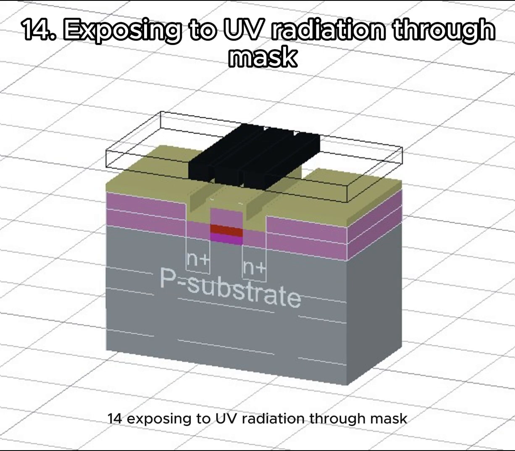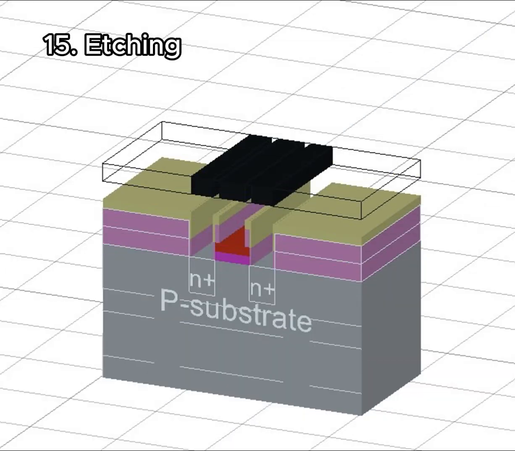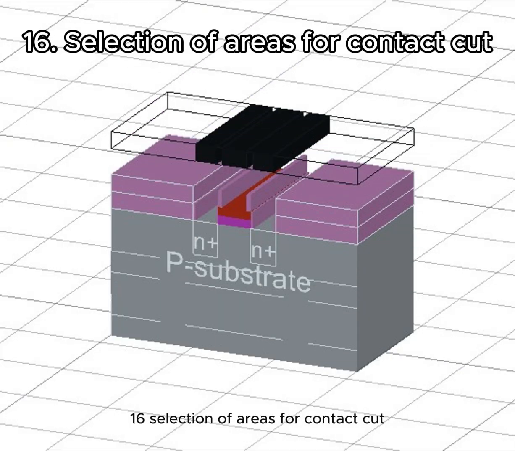14. Exposing to UV radiation through mask. A mask and photoresist are used to define the regions where electrical contacts for source, gate, and drain will be made. 15. Etching. The silicon dioxide is etched away in the defined regions, exposing the areas where the electrical contacts will be formed. 16. Selection of areas for contact cut. The remaining photoresist is also stripped away.